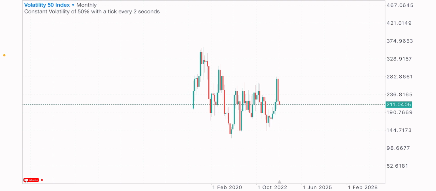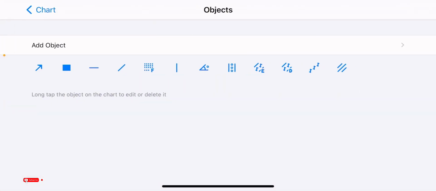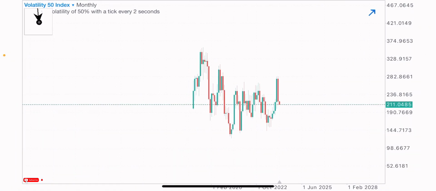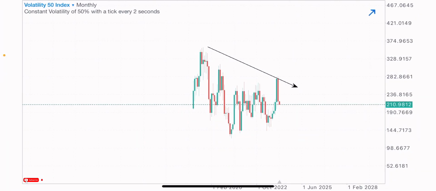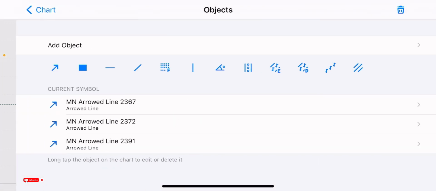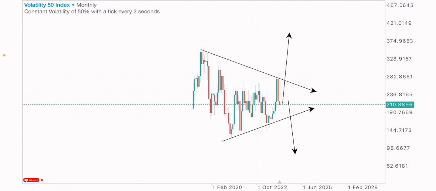So on the monthly time frame of V50 index, you can see that we got a clear market direction. We have two market directions basically. The first one is the market being on a downtrend, and the second one is the market being in an uptrend. So this market structure, this market direction is giving this market a triangular formation, just like a pennant waiting for a breakout, either to the upside or a breakout to the downside. So this is how the market structure looks on the monthly time frame.